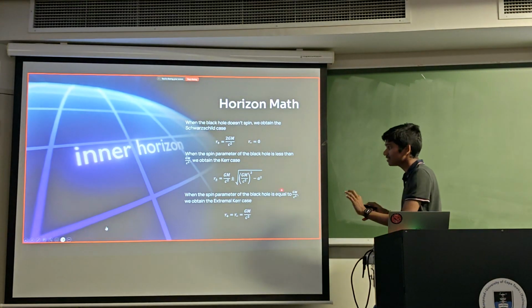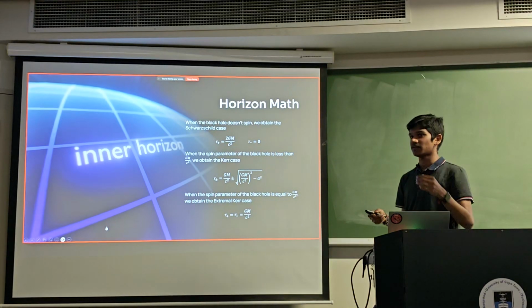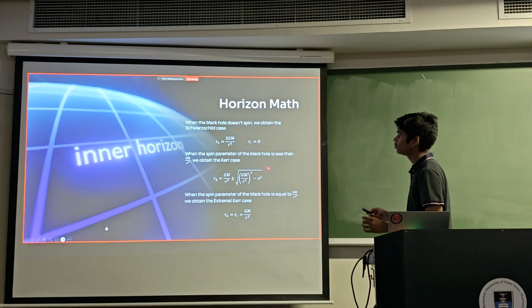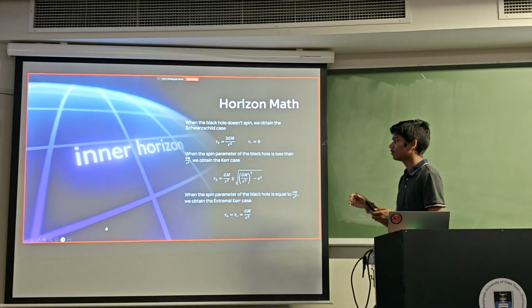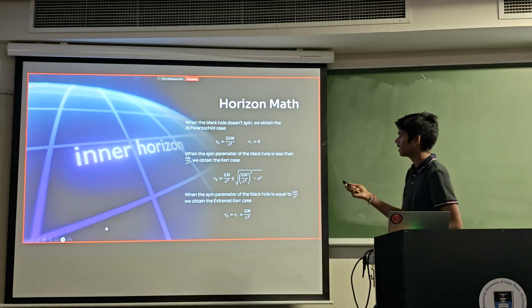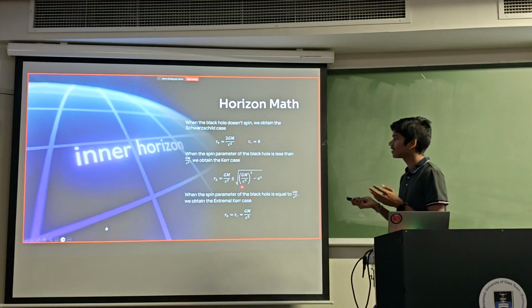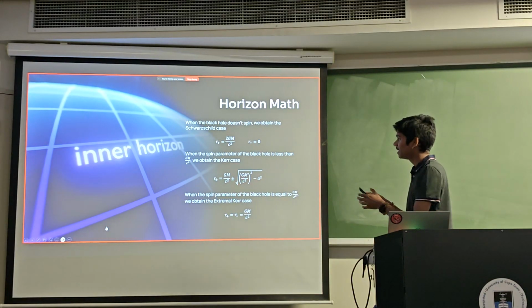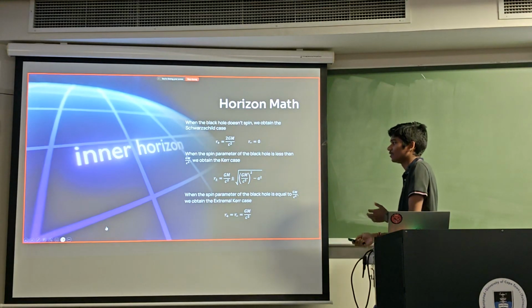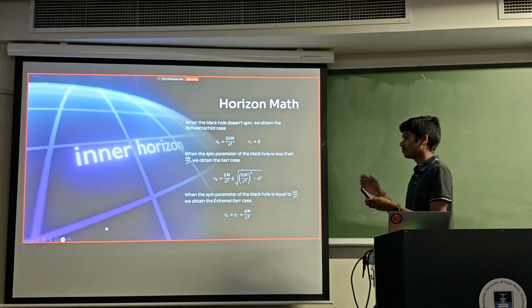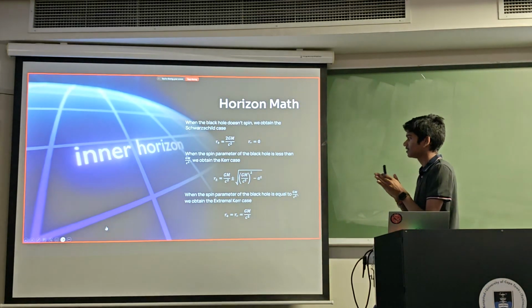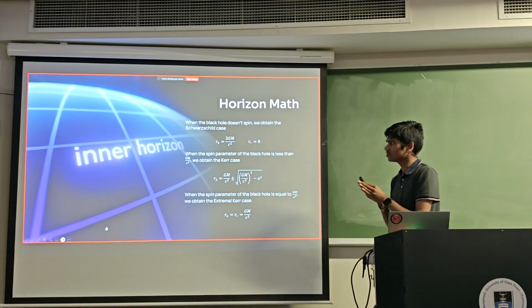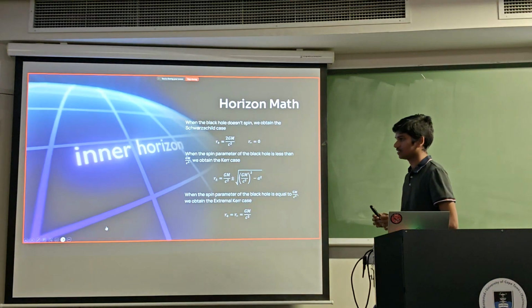But there's a second specific value of A that you can set to make this square root disappear. And that value is GM over c squared. Because if you were to set A to the same value as the other component here, under the square root, the entire square root evaluates to 0. And what you have is the outer horizon is equal to the inner horizon, and they're at the same limit. And this is called the extremal Kerr case.